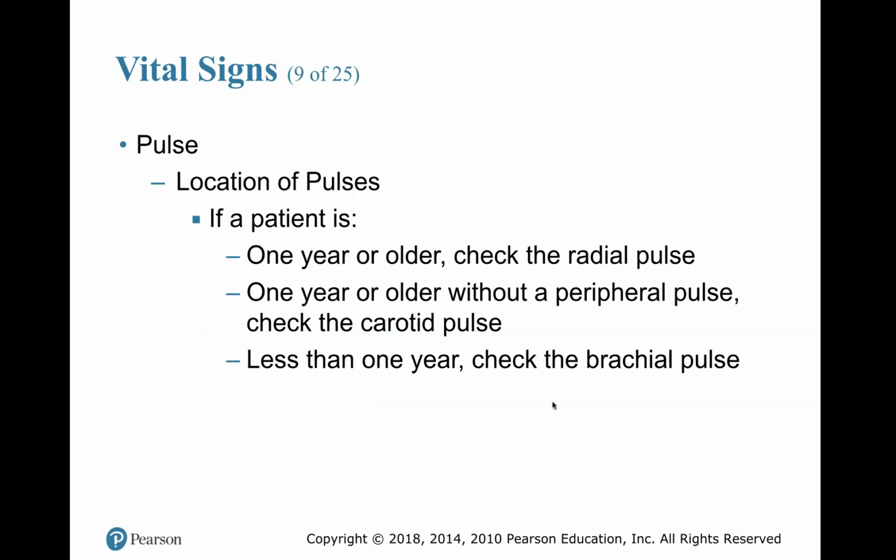If a patient is 1 year or older, you need to check the radial pulse. One year or older without a peripheral pulse, check the carotid pulse. So if they don't have a radial pulse or pedal or popliteal or posterior tibial pulse, then we need to go to the central pulse, which would be the carotid and the femoral. Less than a year, check the brachial pulse, just because that artery is a little bit bigger.